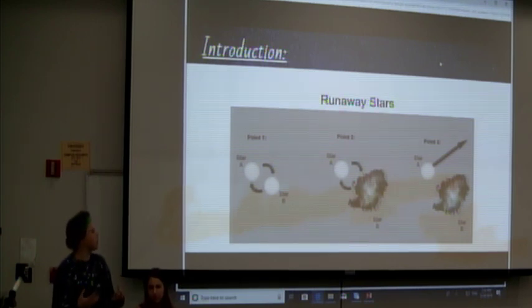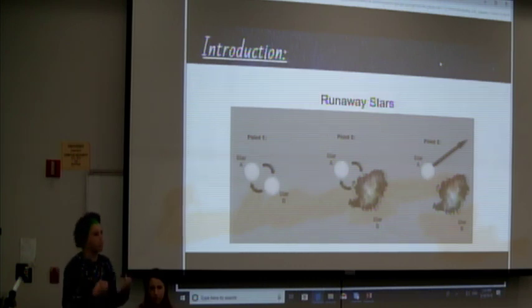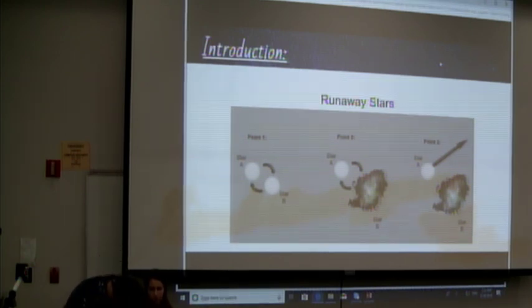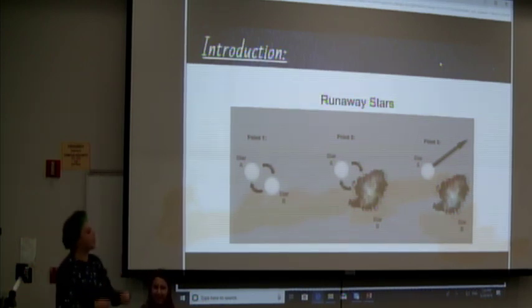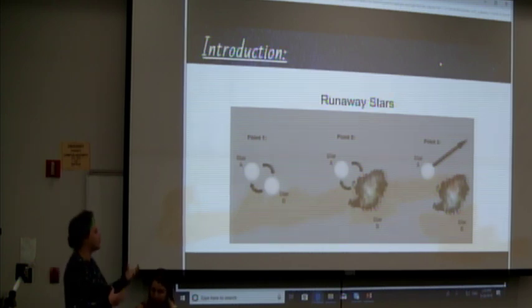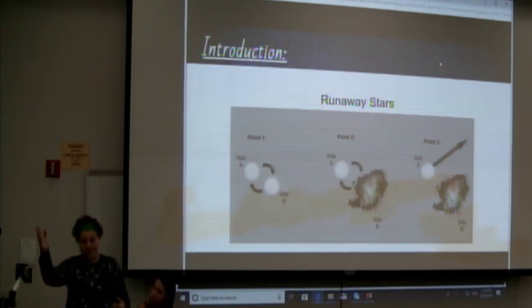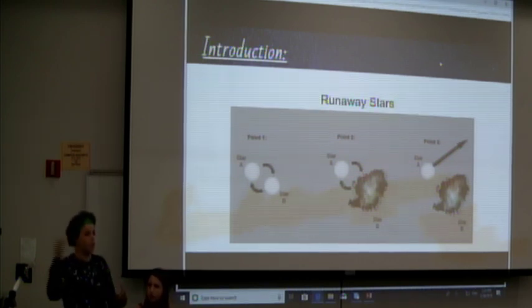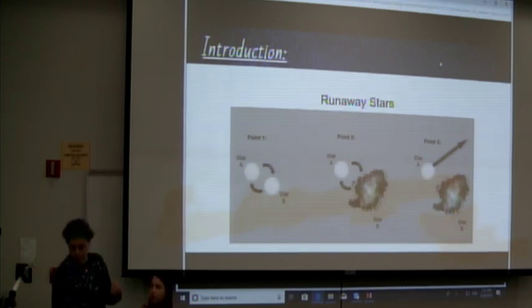Runaway stars form when you have a binary star system, so two stars orbiting each other. And what can happen is one of the stars can actually explode and become a supernova. But basically, it can explode, and that causes the other star to be ejected away. These stars move away from the system pretty fast, but not as fast as hypervelocity stars.